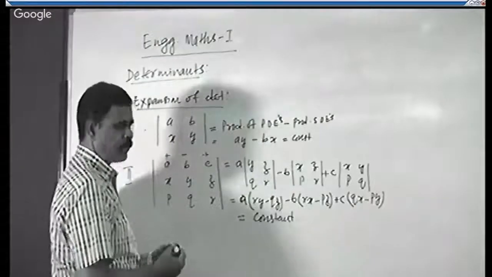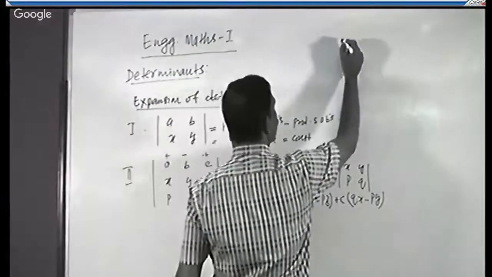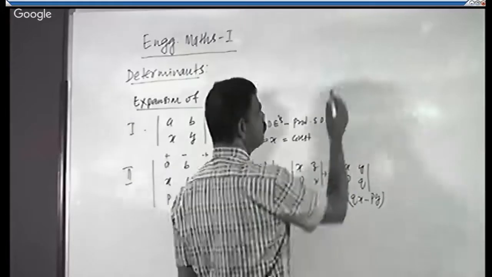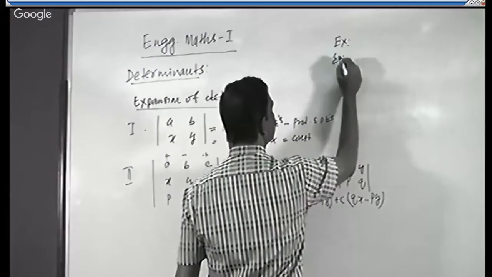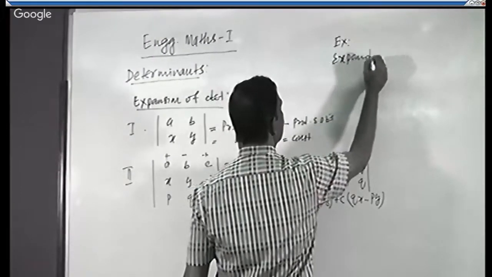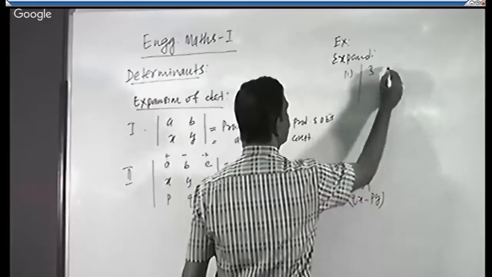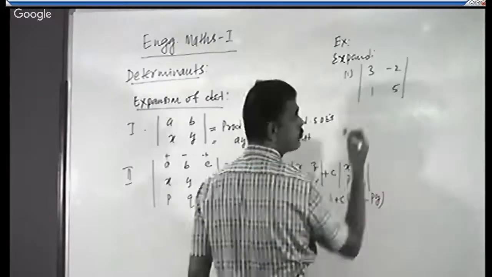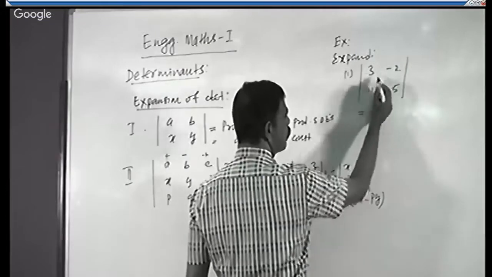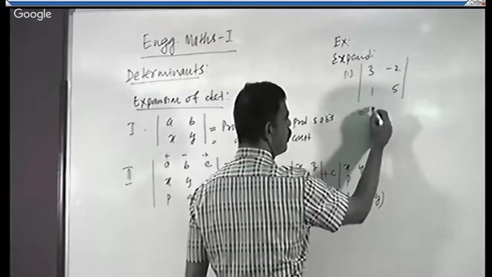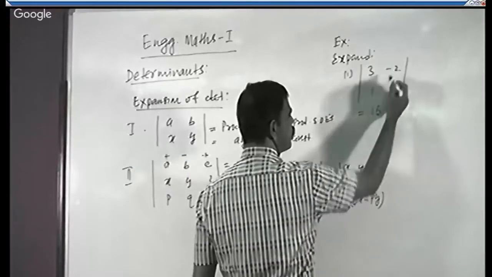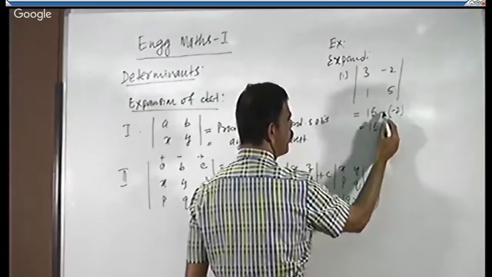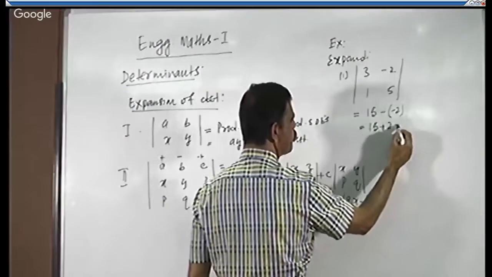Based on this, we can find the value of a particular problem. Example: expand the determinant with rows 3, minus 2 and 1, 5. The value of this is the product of principal diagonal elements, 3 and 5, so 3 into 5 is 15, minus 1 into minus 2, the product of the secondary diagonal elements. Minus 2. So finally, 15 minus of minus 2, that is 15 plus 2, is 17.